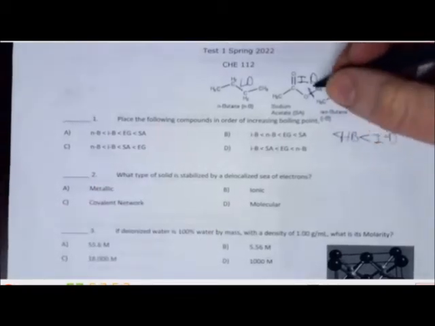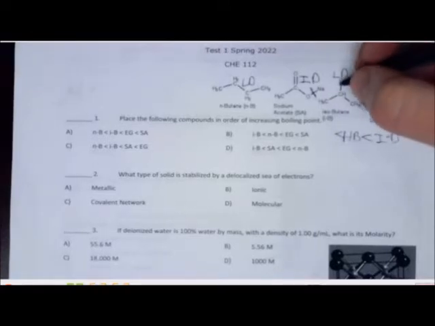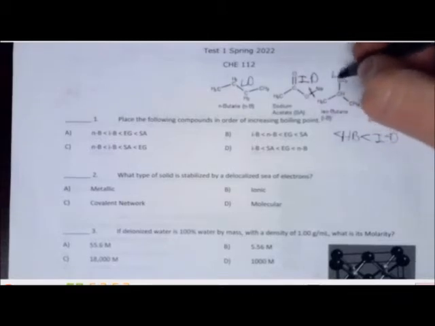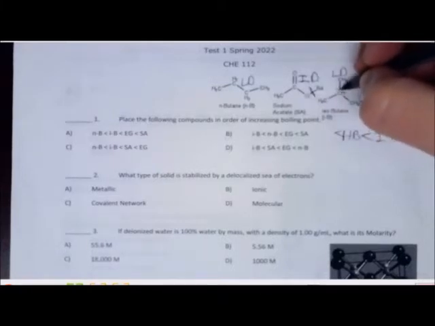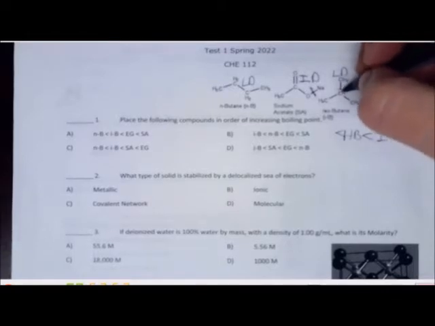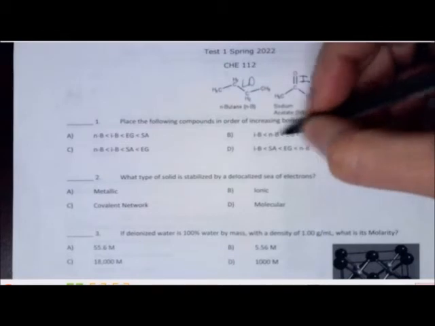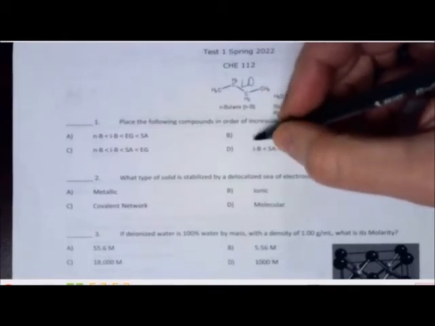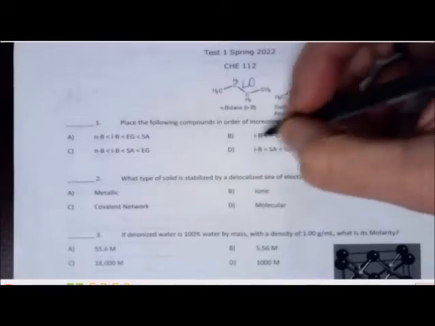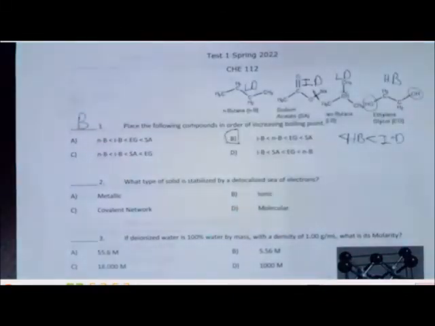Now, for the two London dispersion forces, what differentiates the two? One is linear, one is branched. They weigh the same, they have the same chemical formula, but the shape of one is a little bit bulkier and it's harder to get closer together. So isobutane ends up being the lowest, followed by n-butane, followed by ethylene glycol, and then lastly sodium acetate, which is a solid at room temperature. Ethylene glycol is a liquid.